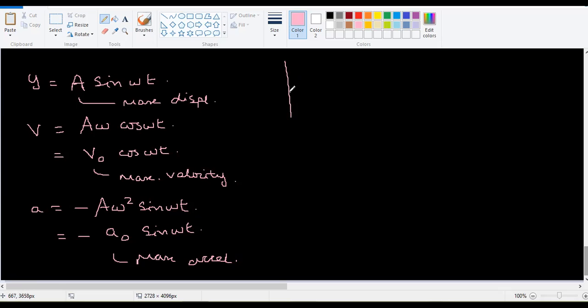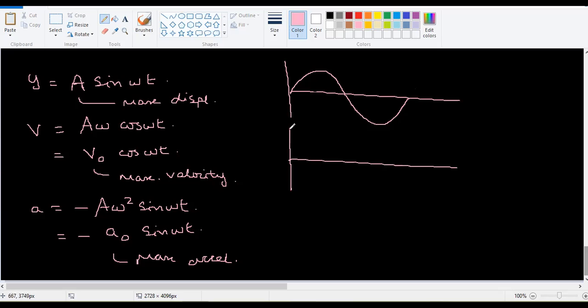So the graph for the displacement will look something like this. The graph for the velocity, you see it's a cos omega t. So cos means you know that it will start from here. That means the velocity at the central when time t is equal to 0 is going to be maximum. And as the pendulum is going upwards from here, the velocity keeps decreasing. So divide it as 4 different sections: 0, pi by 2, pi, 3 pi by 2, 2 pi. So mark the same points over here.